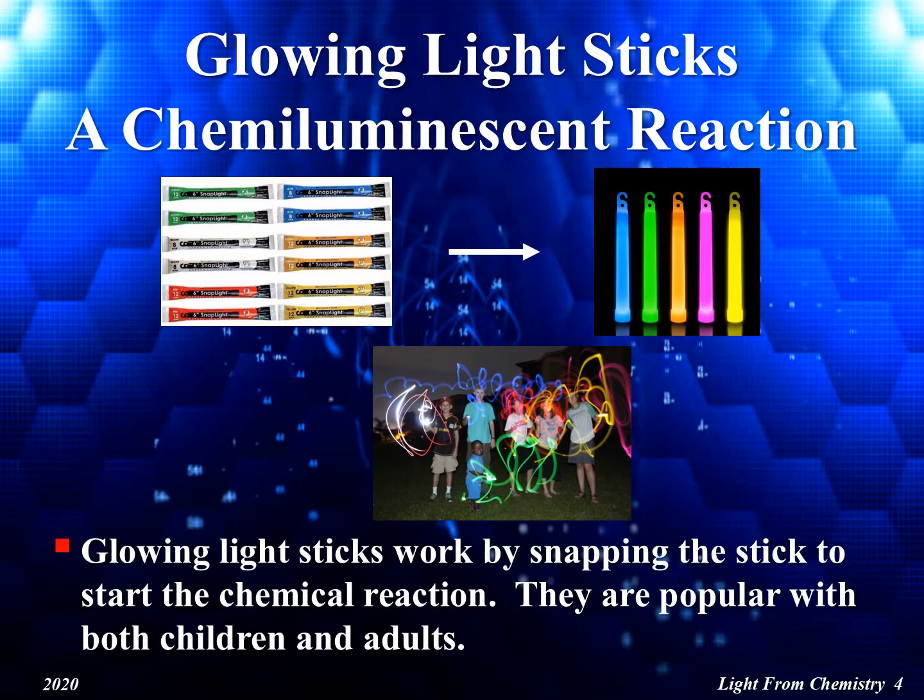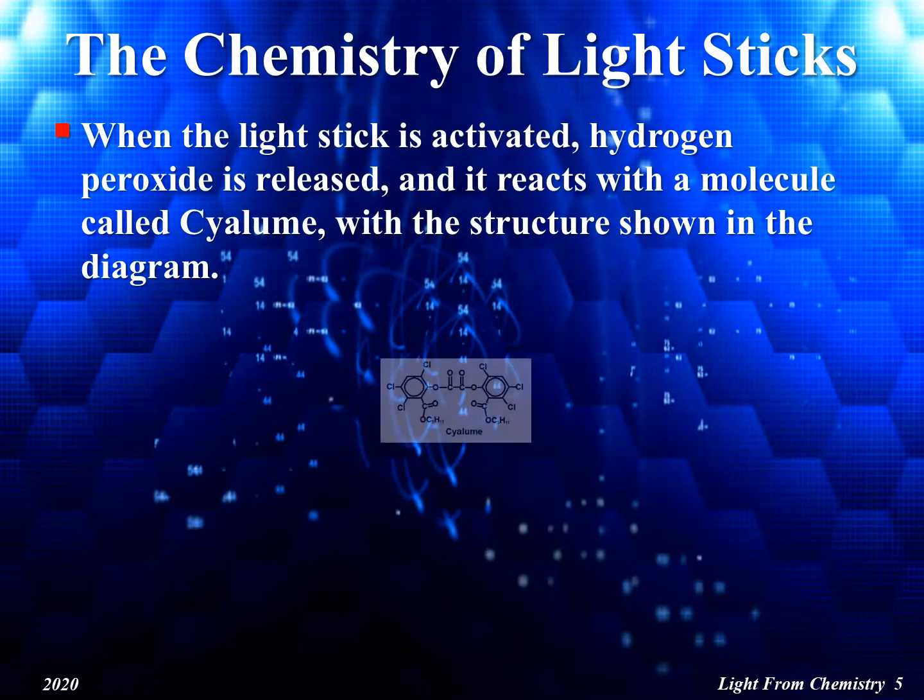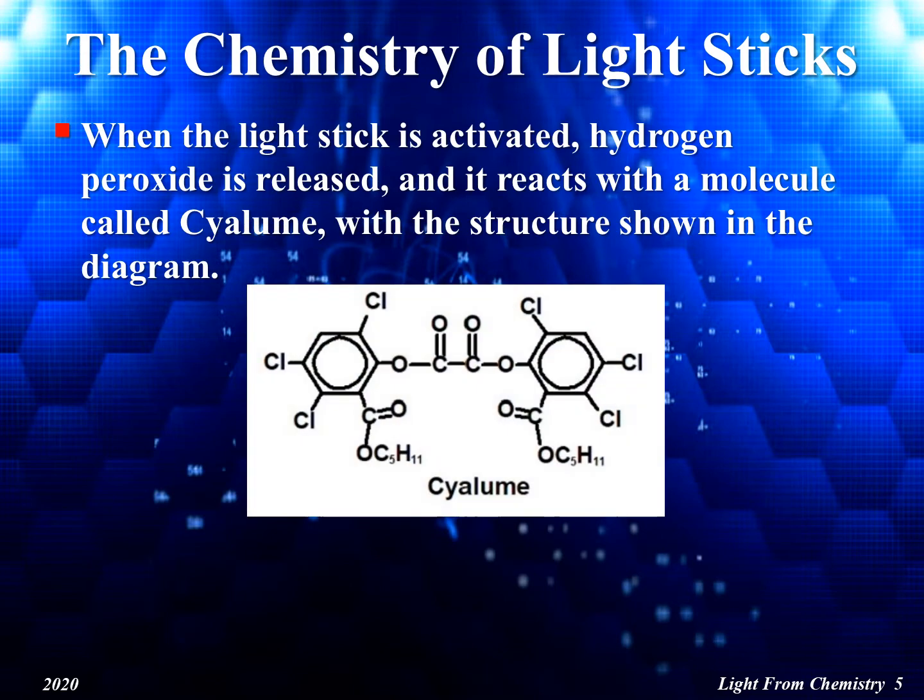The photos at the top show a group of light sticks. Glowing light sticks work by snapping the stick to release the chemicals, and start the chemical reaction. They are popular with both children and adults, as shown in the photo. Now, let us discuss the chemistry of light sticks.